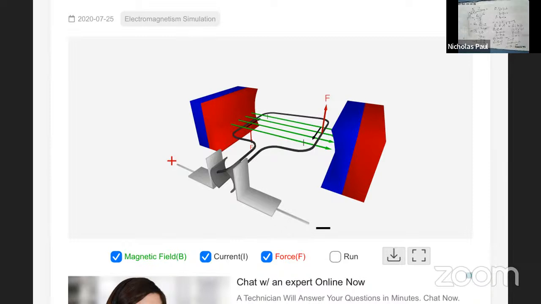Right, so this is a simple DC motor. You need to remember that in the simple DC motor, it converts electrical energy into mechanical energy. Right, let's break down how to answer the actions of the motor, right?